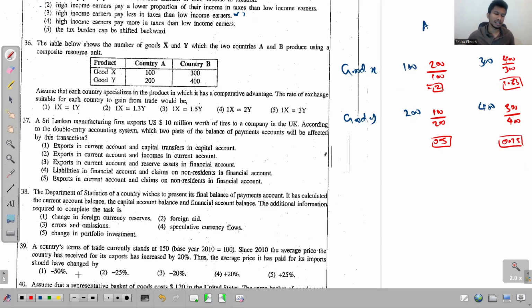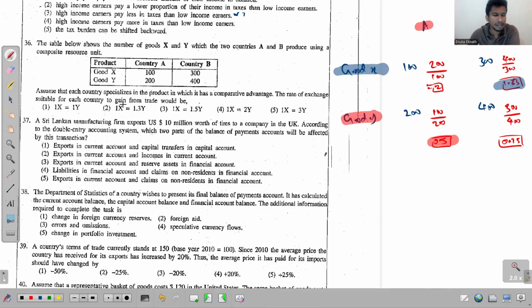All right. Now you can recognize the countries with comparative advantage for each product. So when it comes to good X, in country A the opportunity cost is 2, but in country B the opportunity cost is 1.33. So for good X, country B has the comparative advantage. And for good Y, this is 0.5 and the other one is 0.75. So country A has the comparative advantage.